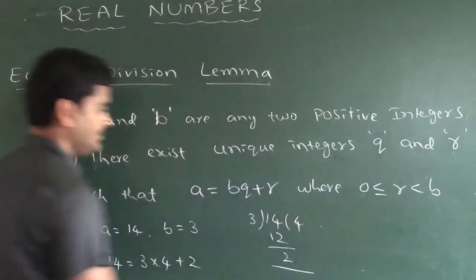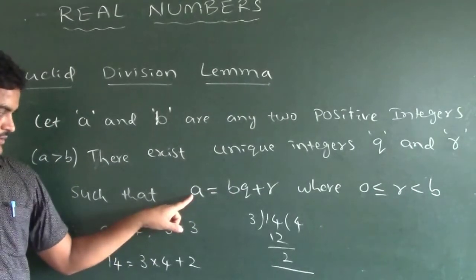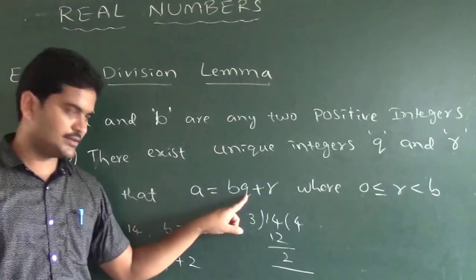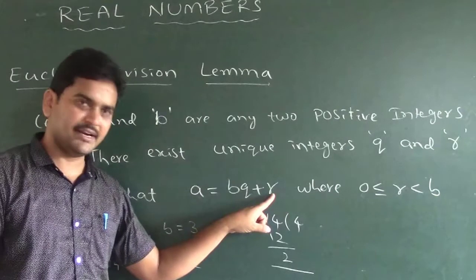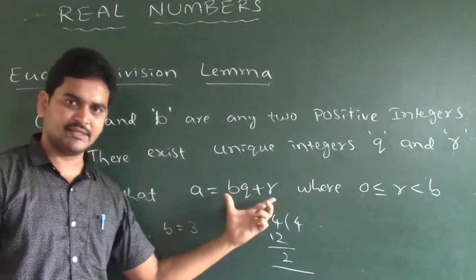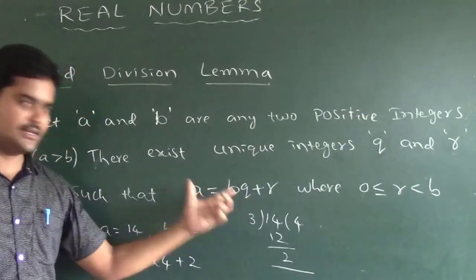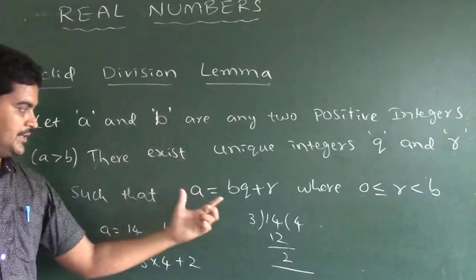b is what here? b is the divisor, a is the dividend, q is the quotient, r is the remainder. Okay, dividend is equal to divisor into quotient plus remainder. a is equal to bq plus r. It is the same as the division algorithm.